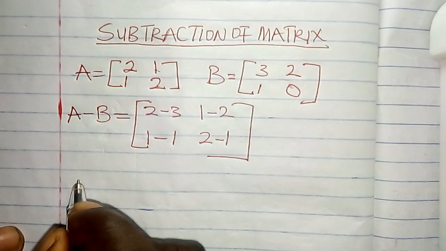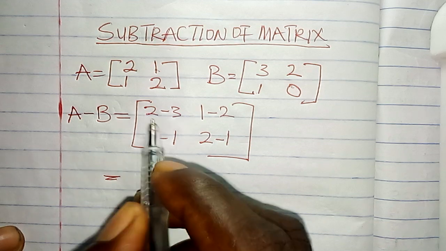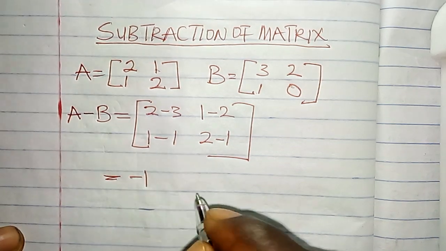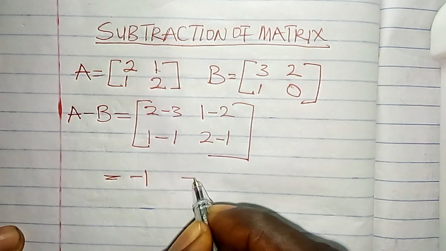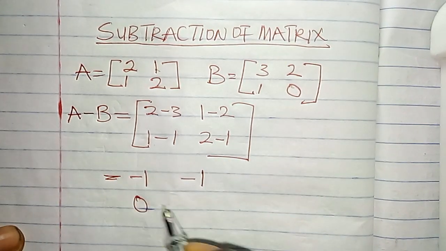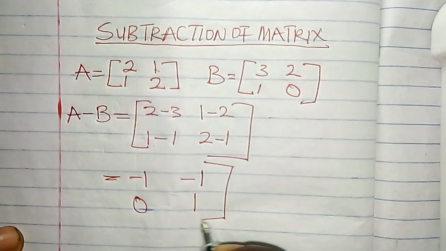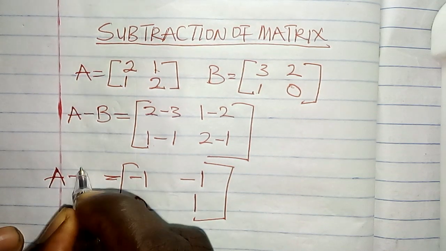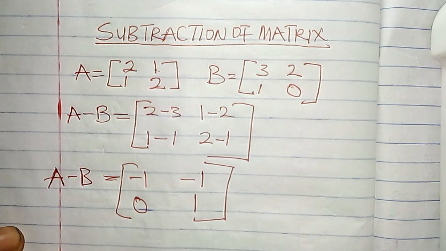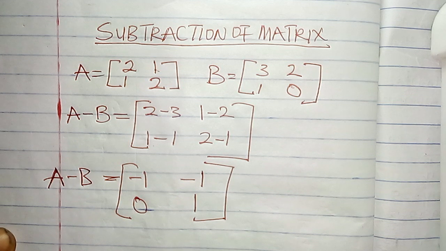The final outcome will now be, sorry, 2 minus 3 is minus 1. 1 minus 2 is minus 1. Here will give us 0, and here will give us 1. So this is the outcome of the matrix when we subtract matrix B from matrix A. We have it as 2 row, 2 column, meaning having equal elements as it is in both matrices that we subtracted.